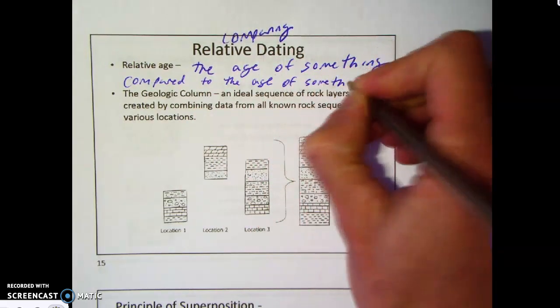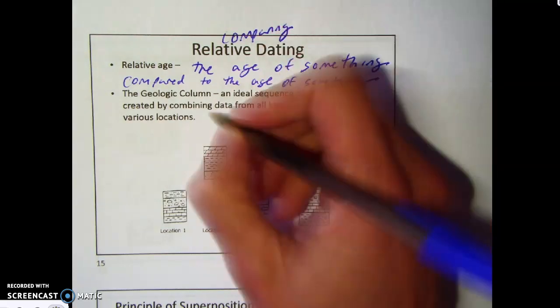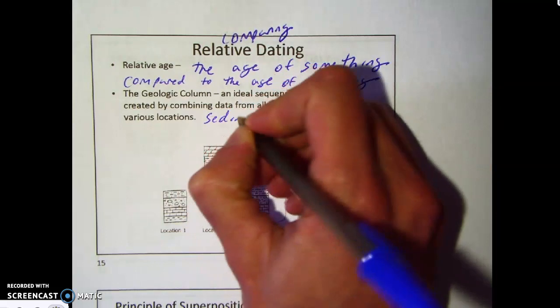A very simple example would be, well, I am obviously older than you. You are obviously older than a newborn baby, right? Your grandparents are older than me, right? So we can figure out how old things are roughly with this idea of relative dating. We compare the age of something to the age of something else. And we could do this with rocks, specifically sedimentary rocks. So when we're talking about this idea of relative dating, for one thing, we're usually talking about sedimentary rocks.